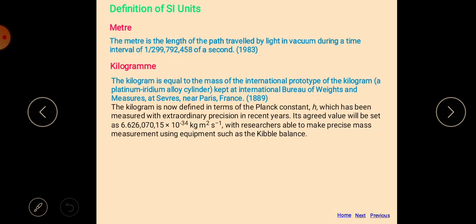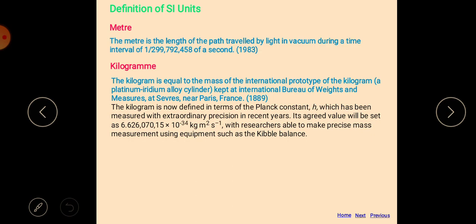And kilogram, the blue colored one is the old definition. The kilogram is equal to the mass of an international prototype of the kilogram, a platinum iridium alloy cylinder kept at the International Bureau of Weights and Measures at Sèvres near Paris, France, and this definition is of 1889.